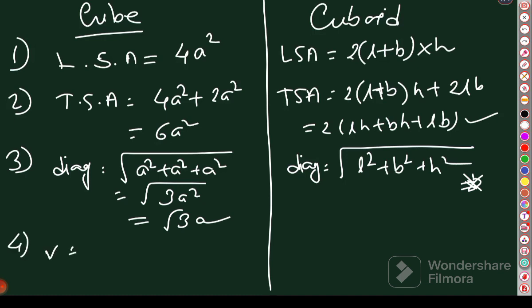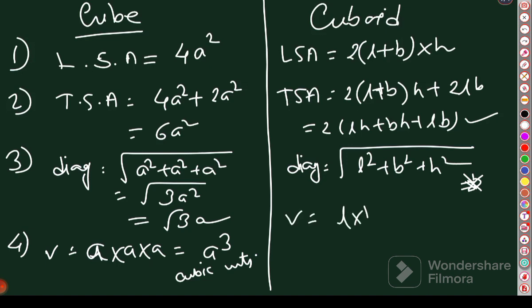For the cube, l is equal to b is equal to h is equal to a, length, breadth, height, all are same. So volume is a cube, in cubic units. And for the cuboid, volume is what? V is equal to length into breadth into height. We told that it is area of the base into height. All right, so this is a simple summary of cube and cuboid, surface area and volume.